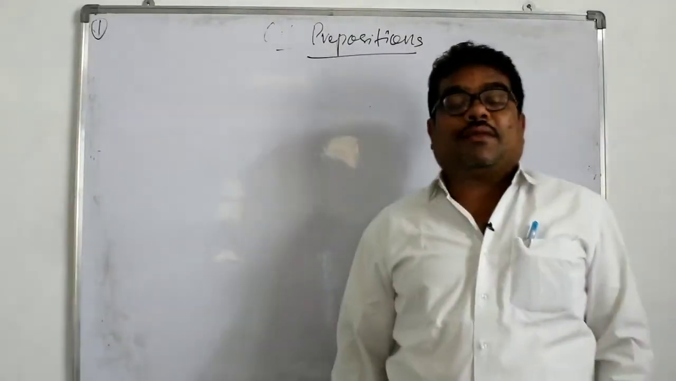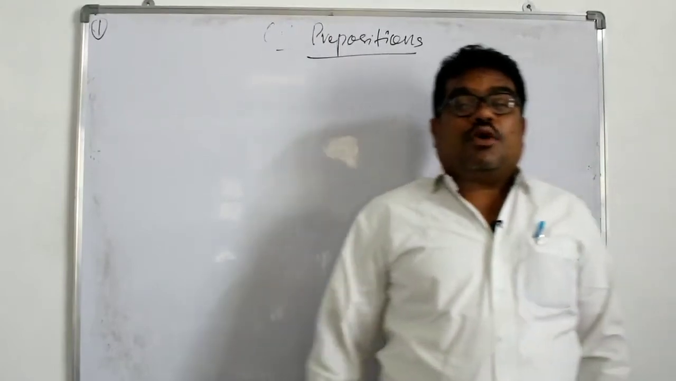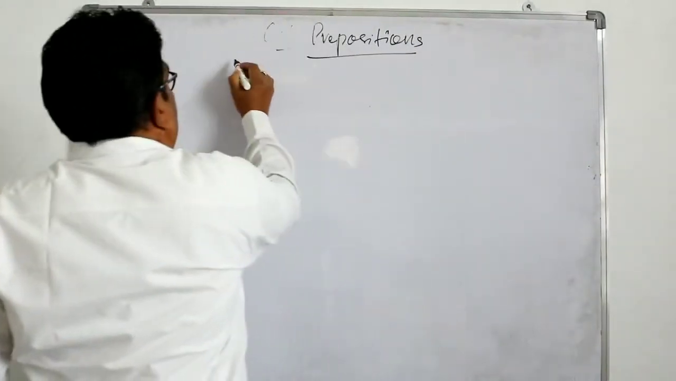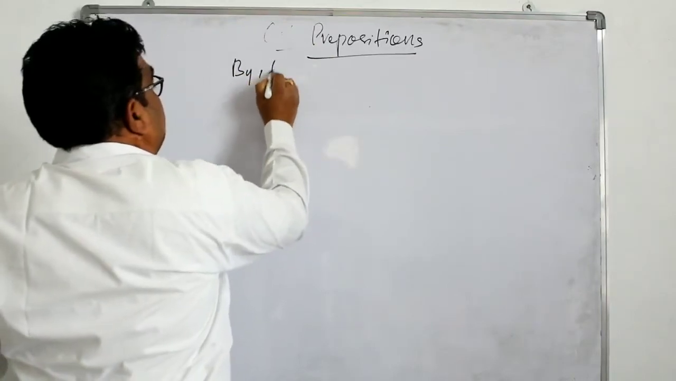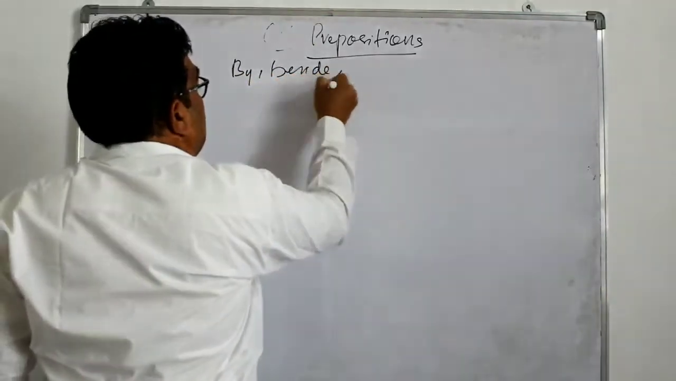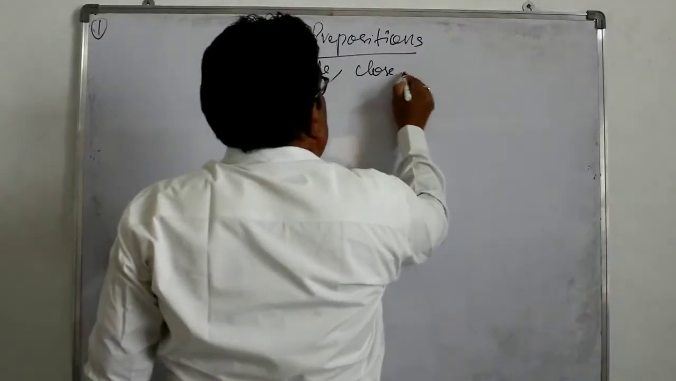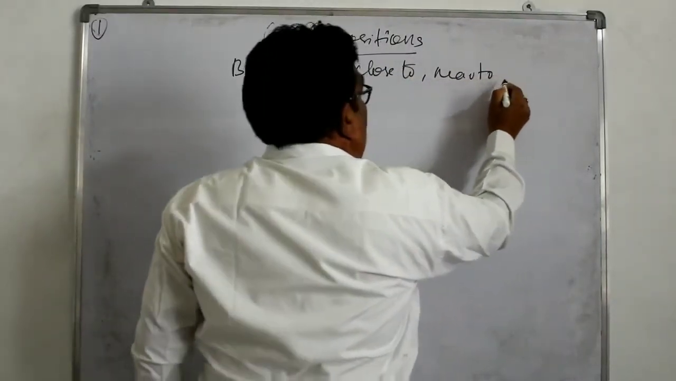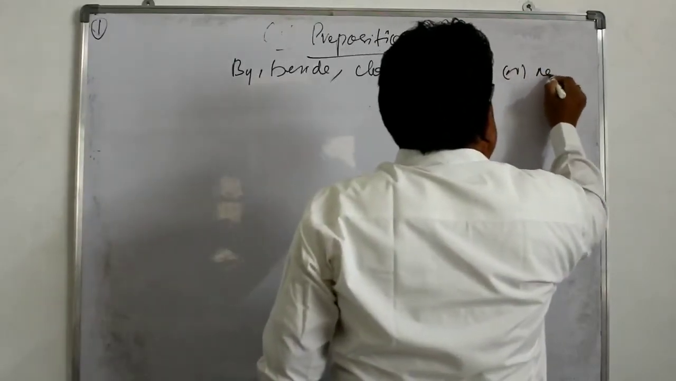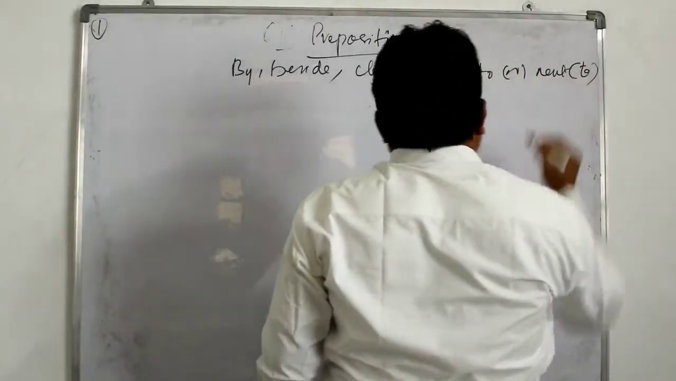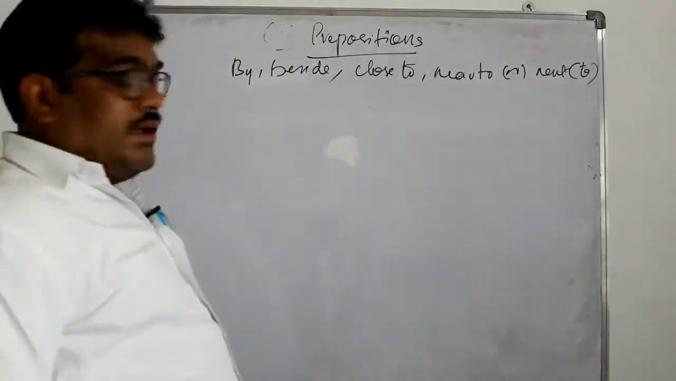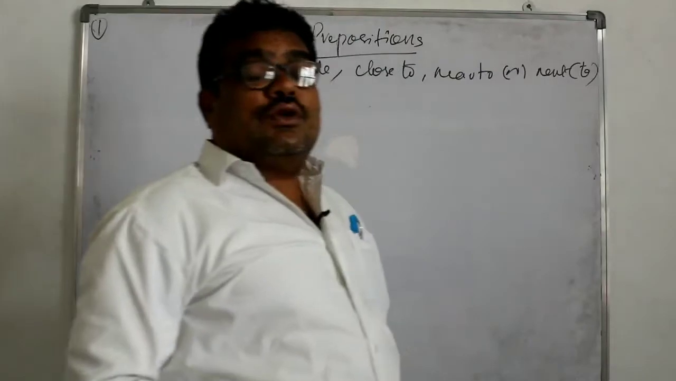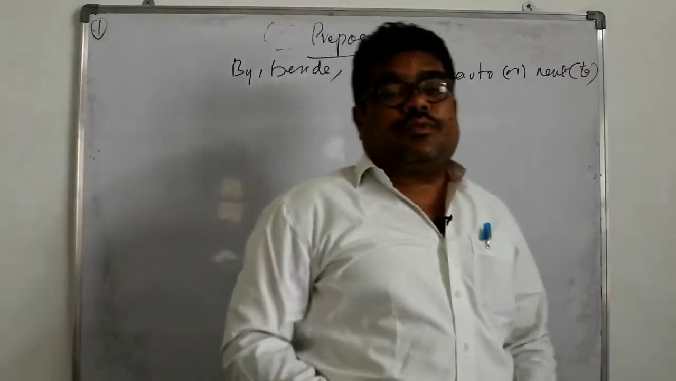This is Deva. Today we shall talk about some of the prepositions. What are they? By, beside, close to, near to, or next to.